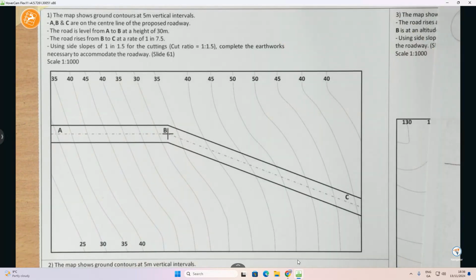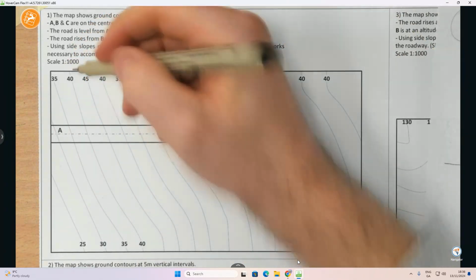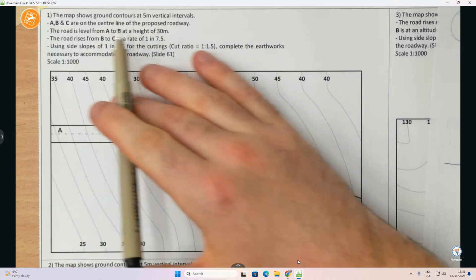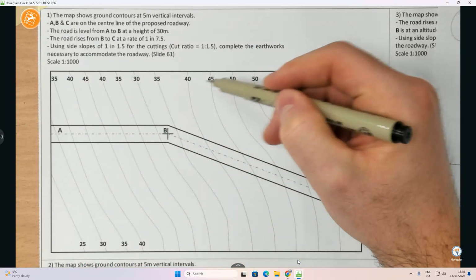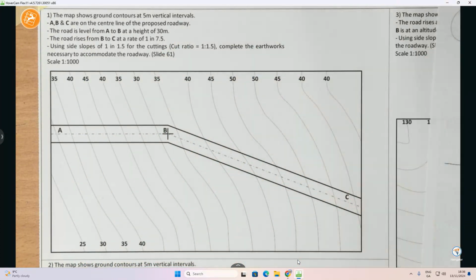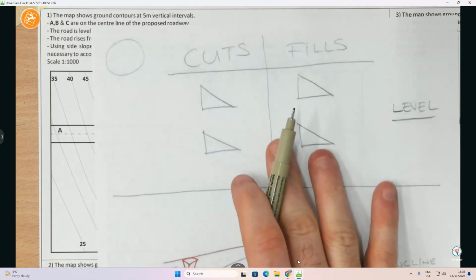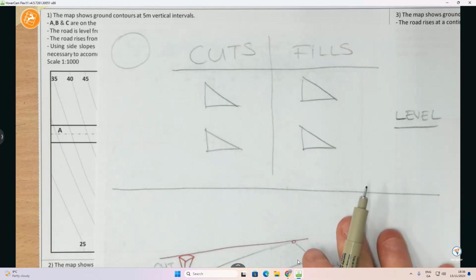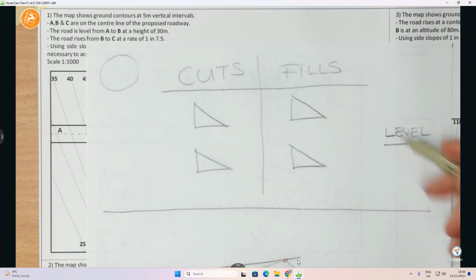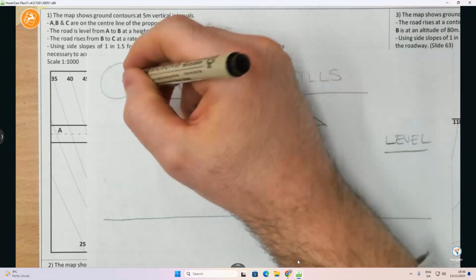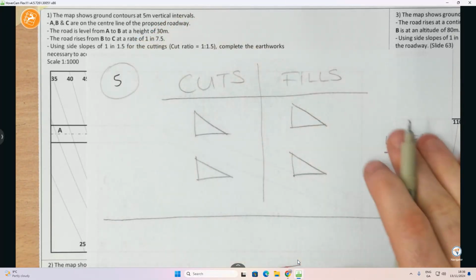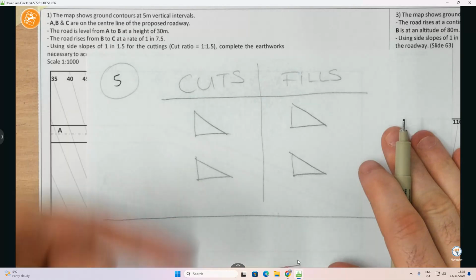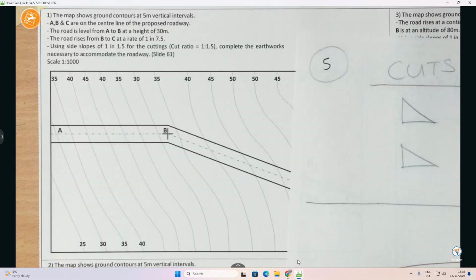The question says the map shows ground contours at 5 meter vertical intervals, and our scale is 1:2000. That means the difference between our contours, 40, 45, 50, is 5 meters. On the top of my cheat sheet, I'm going to work out the increments for cuts and fills. So 5 is the magic number I'm going to pop in there, and this is how we work out the increments that we measure out from the sides of the road.